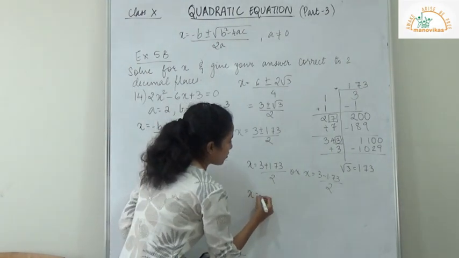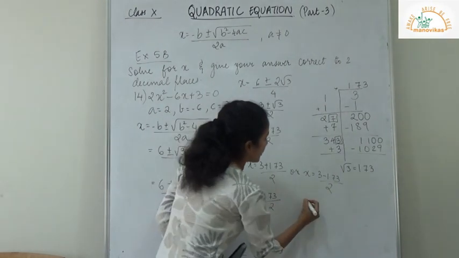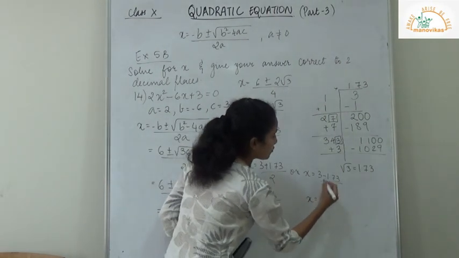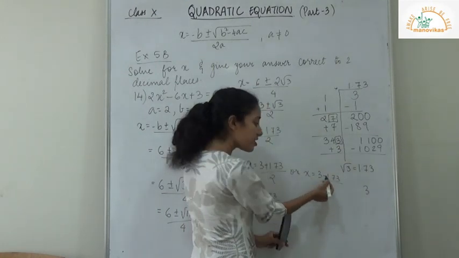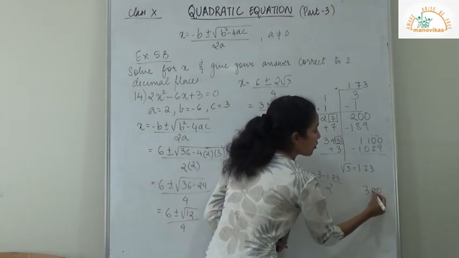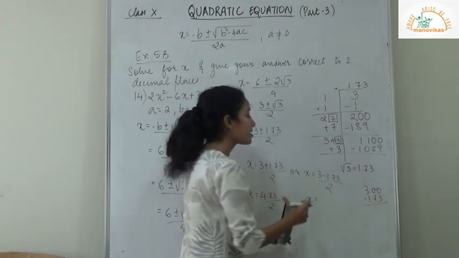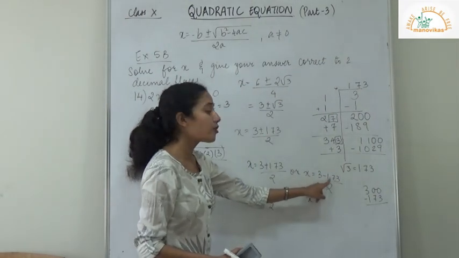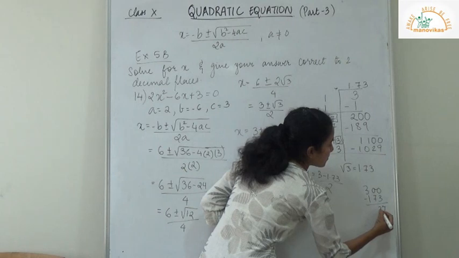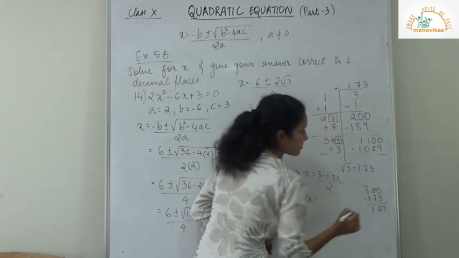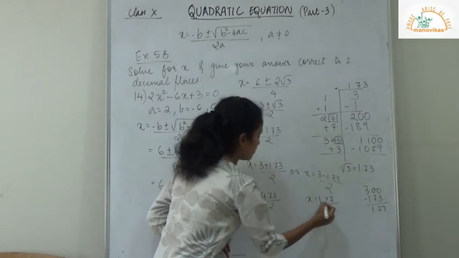So this is x is equal to 4.73 divided by 2, and this will be x is equal to, now when you are subtracting 1.73 from 3, it will be 1.27. Do not make the mistake of just writing there 2.73. So this will be 7, this will be 2, and this will be 1. So that is 1.27 divided by 2.